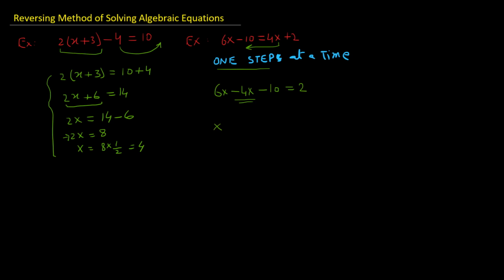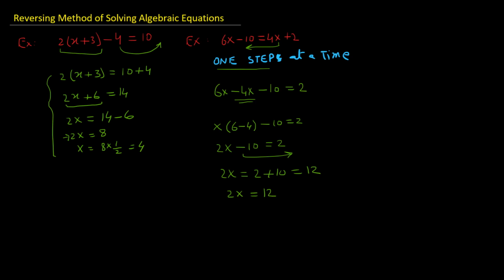We can take x common, and 6 minus 4, minus 10 equals 2. Now 6 minus 4 is 2, so it is 2x. 2x minus 10 equals 2. Now we can take this 10 on the other side, minus 10 to the other side. So this will become plus 10. So 2x equals 2 plus 10, which is 12. So 2x equals 12. I'm just writing this extra step to demonstrate to you. Otherwise you can skip this.